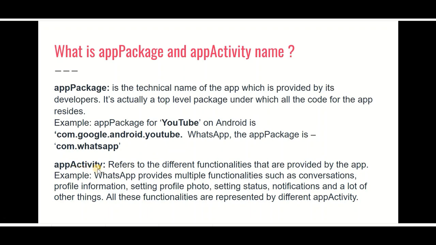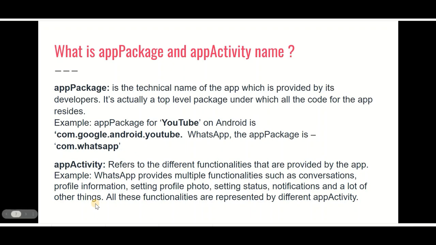On the other hand, app activity refers to the different functionalities that are provided by the app. For example, WhatsApp provides multiple functionalities such as conversation, profile information, setting profile photo, setting status, notification, and a lot of other things. All these functionalities are represented by different app activities. Together with these activities, every app has a main activity, which is the main screen you see when you launch that app. For WhatsApp, it is the chats window. We all know when you launch WhatsApp, it shows your chat window. And for Facebook, it would be the wall.